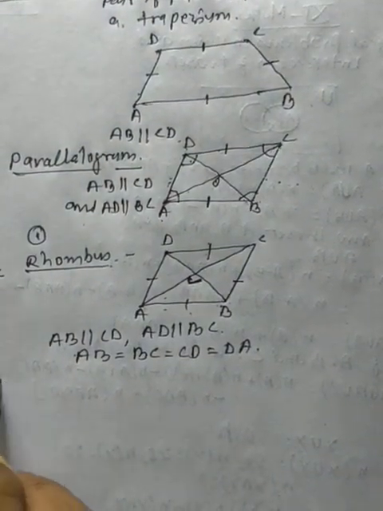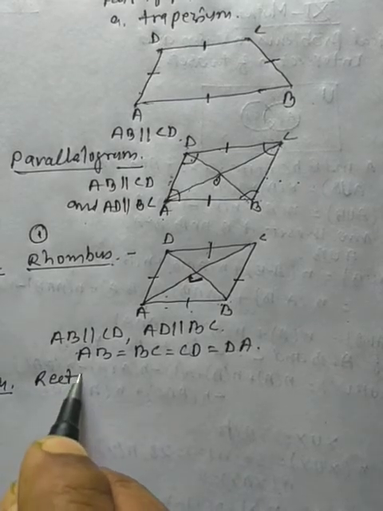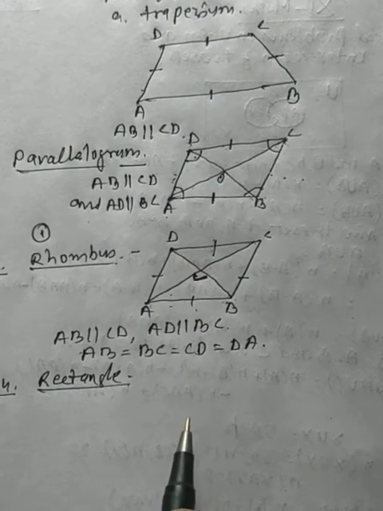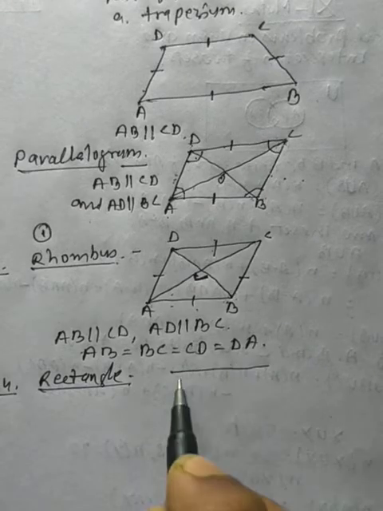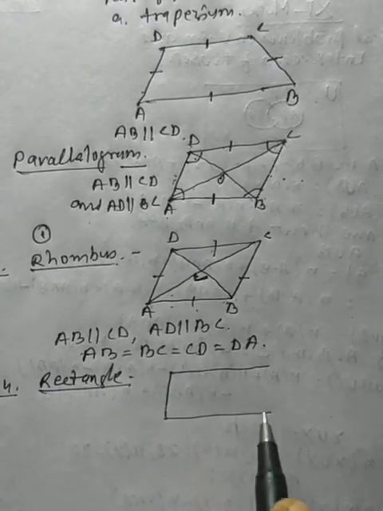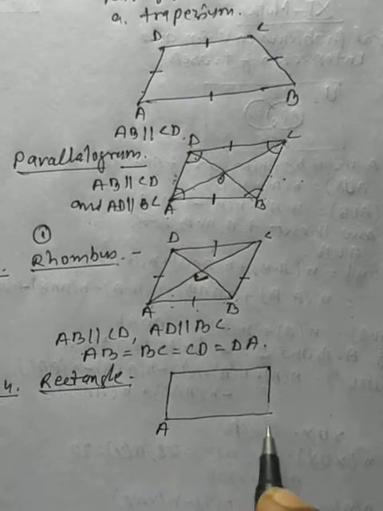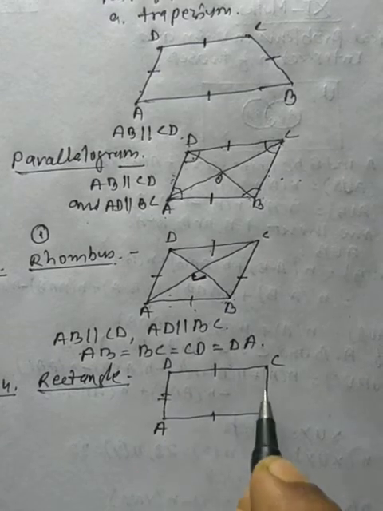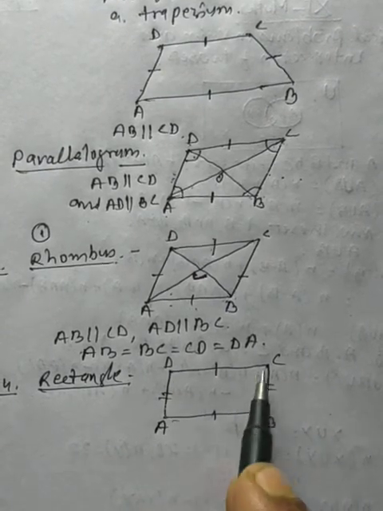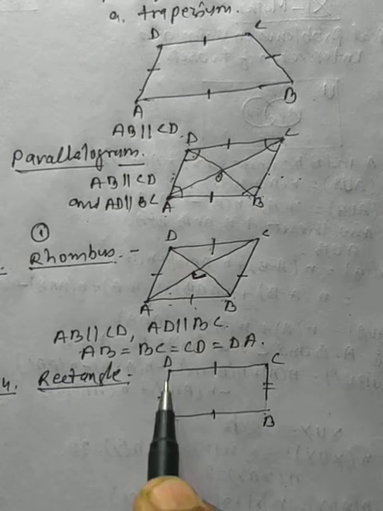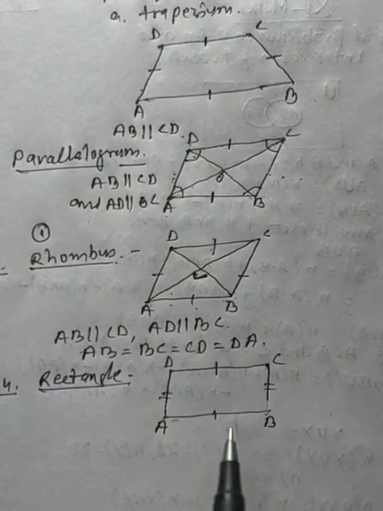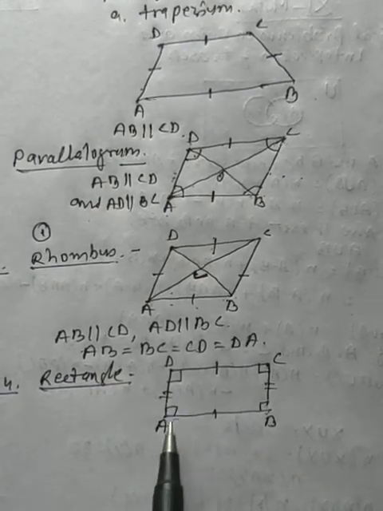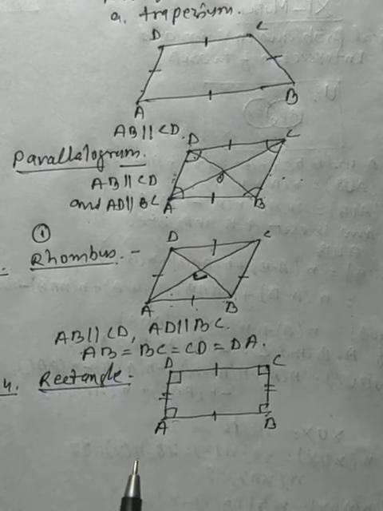Number 4, rectangle. A rectangle is a parallelogram in which each angle is 90 degrees. ABCD, opposite sides are equal. AB is equal to CD and AD is equal to BC and each angle is 90 degrees. Then the parallelogram is called a rectangle.